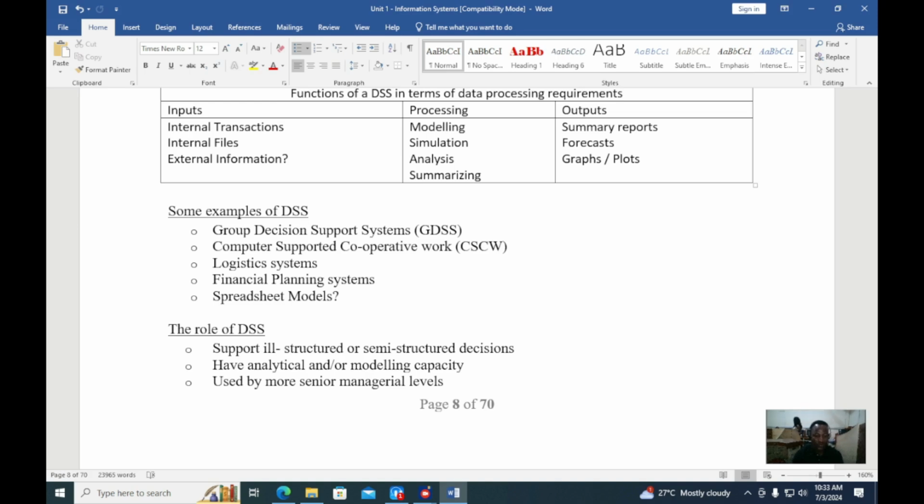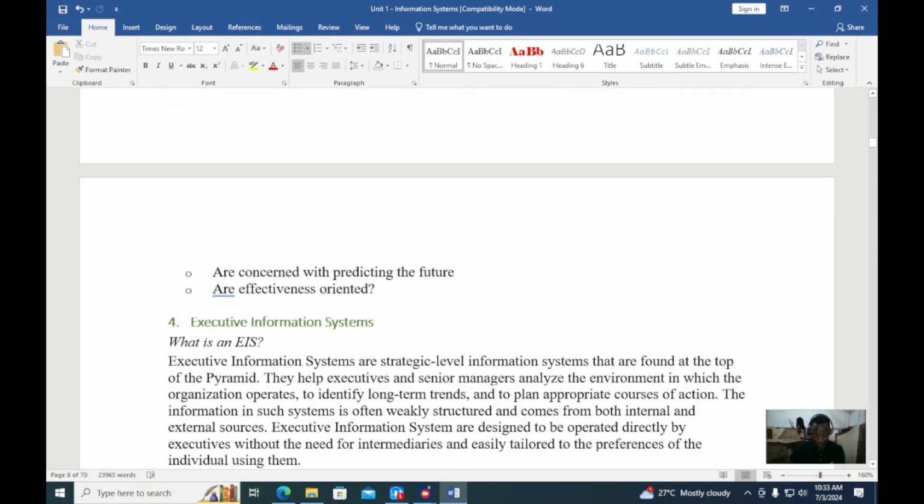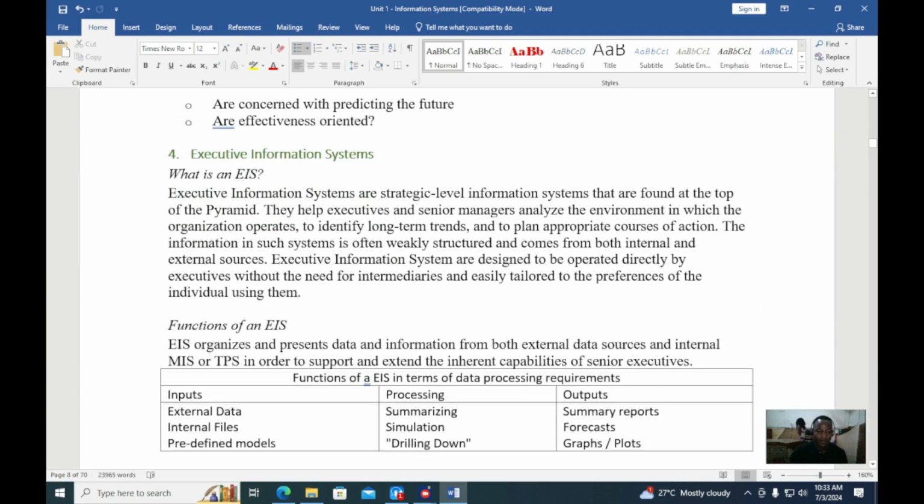Now the role is of course to support the ill-structured and also the semi-structured decisions, to give analytical and modeling capacity, and they are used by more senior level managers. It's important for you to know, their main concern is to predict the future. It's not like the management information systems that are focusing on the past and the present. These ones are focusing on making a prediction on the future. They are also effective oriented.